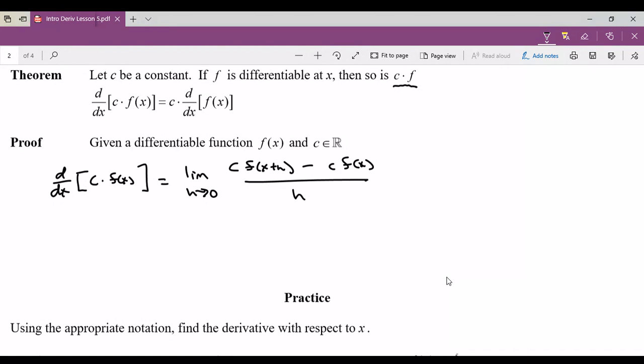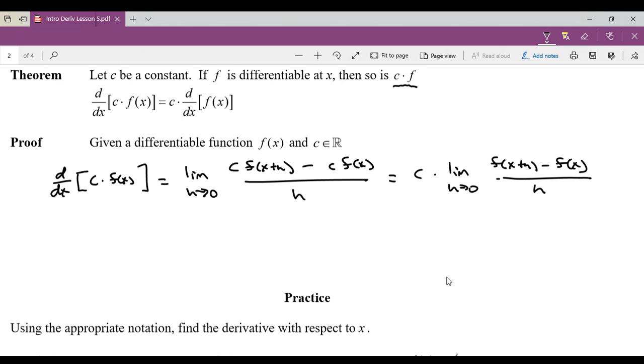Now notice, what can I do with that c up top? That c can be factored out. And c is a constant, and you've already learned that constants can be moved through limits. So I can write this as c times the limit as h goes to 0 of f of x plus h minus f of x all over h.